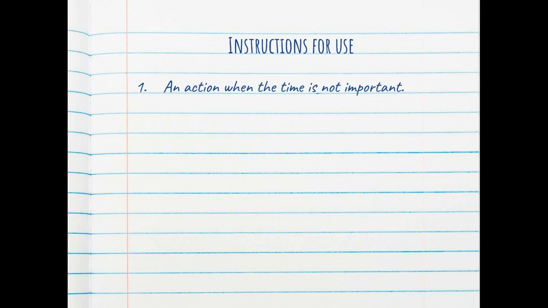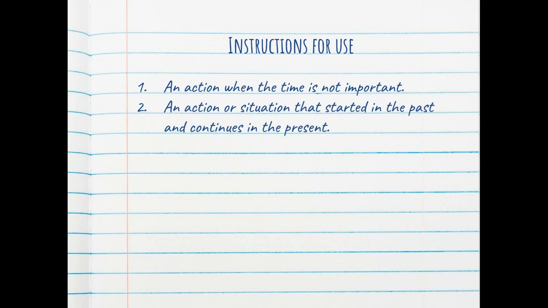The first one is an action when the time is not important. It can be any action that occurred in any moment in the past, but the time is not really important, or we don't know when it happened. It can also be an action or situation that started in the past and continues in the present. That means it started in the past and it's still being done in the present.